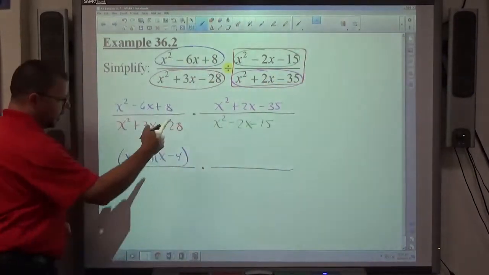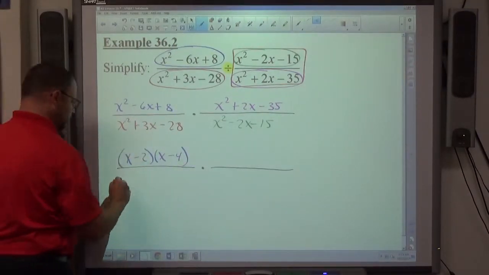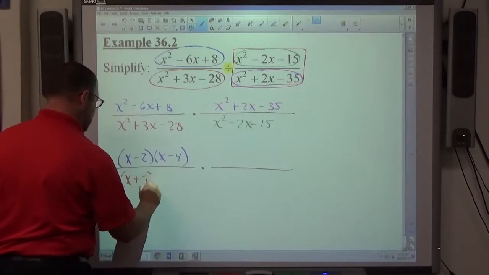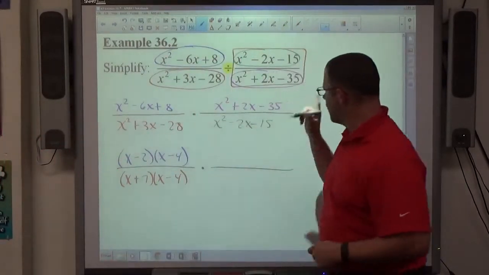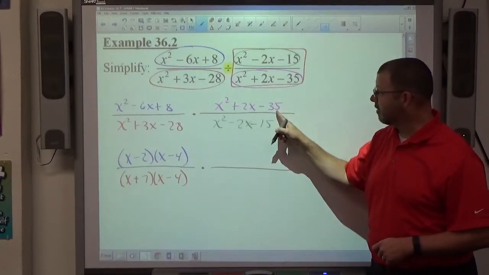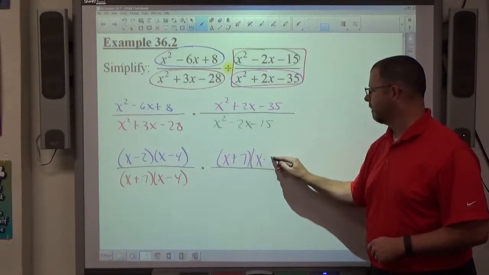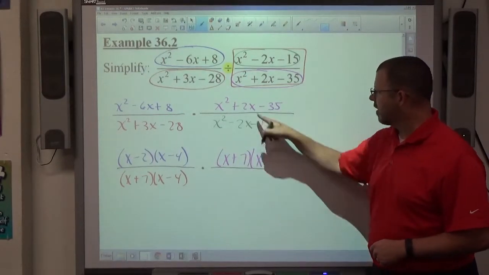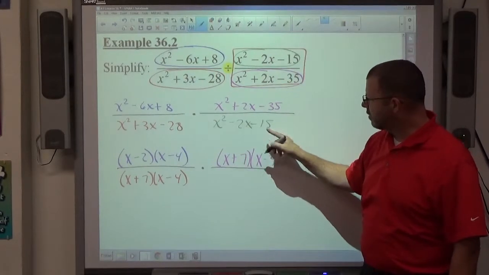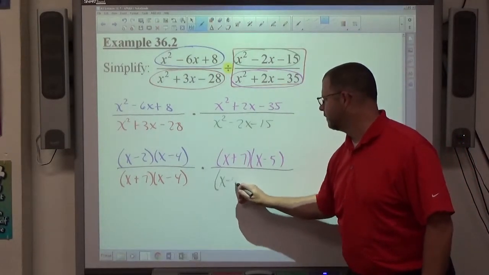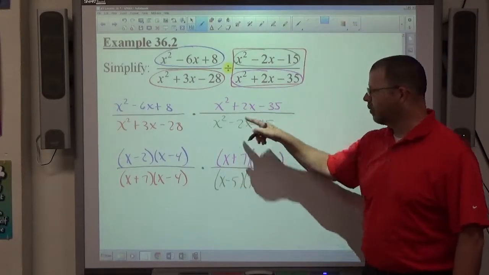For the red one, positive 7, negative 4, 7 minus 4, so x plus 7, x minus 4. For the purple one, positive 7, negative 5. And of course 7 minus 5 makes the positive 2. For the green one, negative 5 and positive 3. And negative 5 plus 3 makes a negative 2.